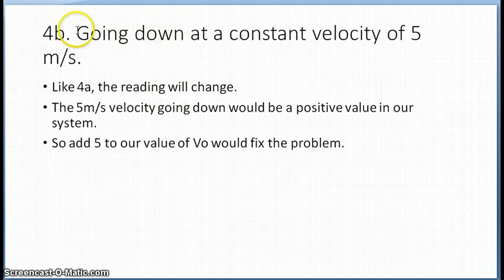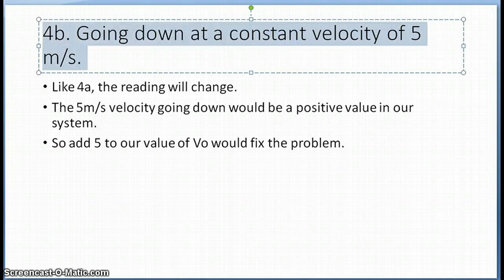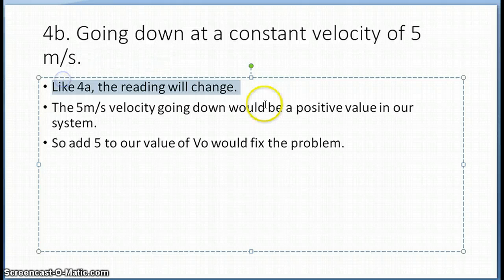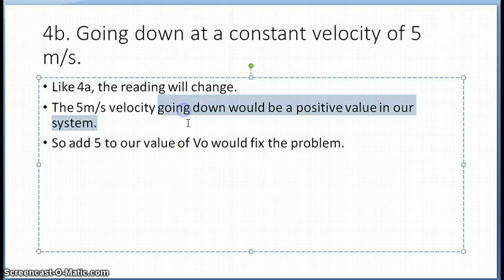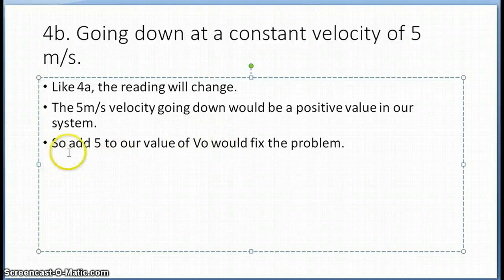And so for b, going down at a constant velocity of 5 meters per second. Like for a, the reading will change because the initial velocity does matter, and the 5 meters per second going down would be a positive value because of our system, in which delta x is in the positive direction. So for it to go downward, parallel to our delta x, would be positive. So adding 5 to our initial velocity value would fix the problem. It becomes a quadratic equation.